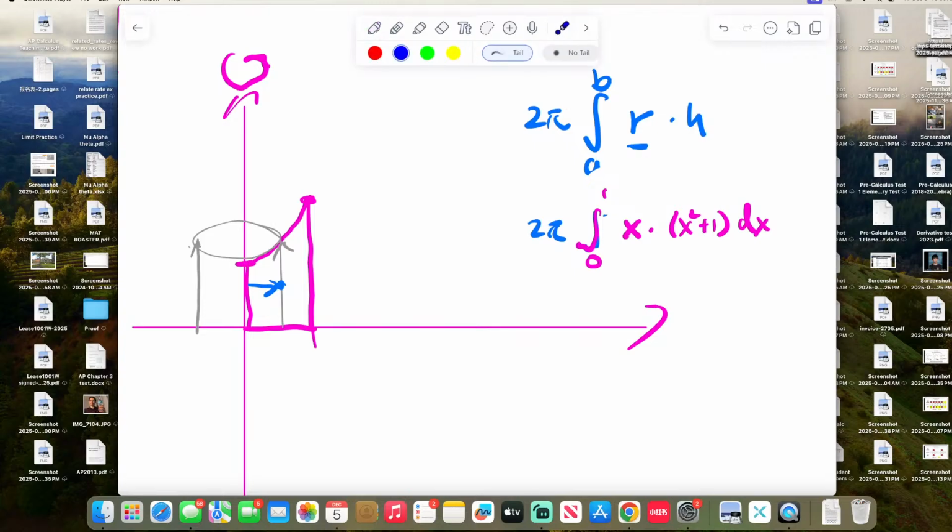So remember, it's a bunch of shells. It's a flat bunch of shells. Yeah, I get it.